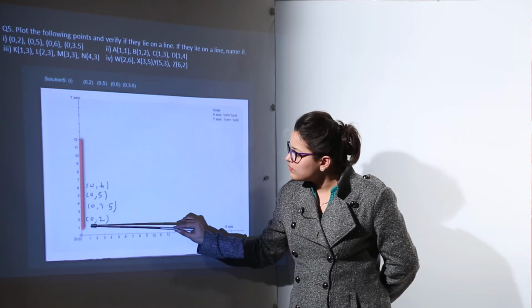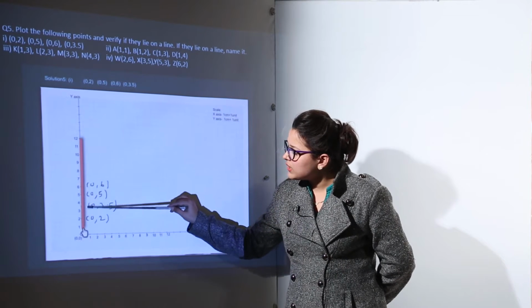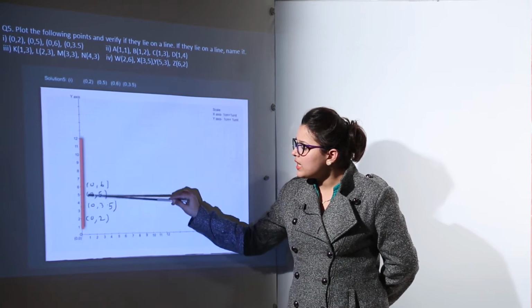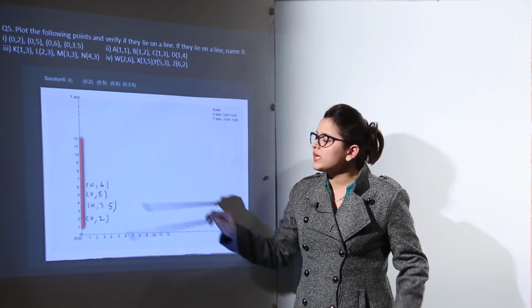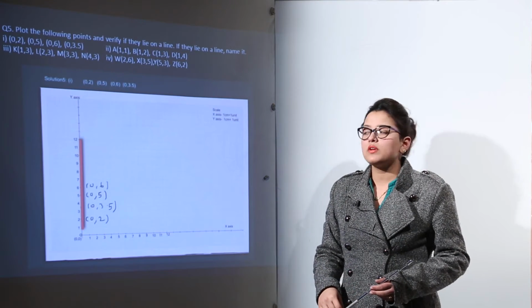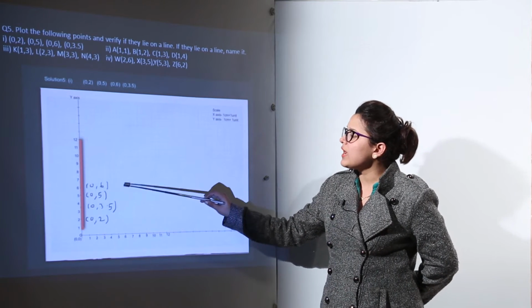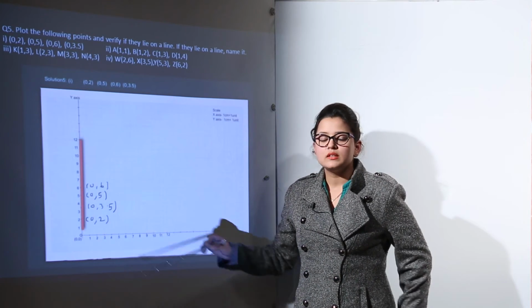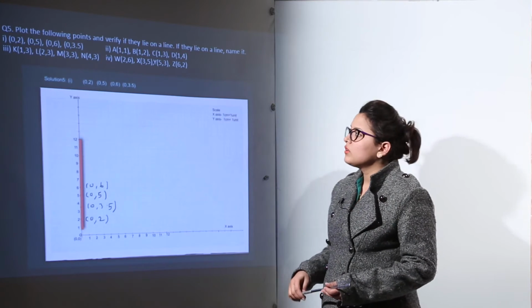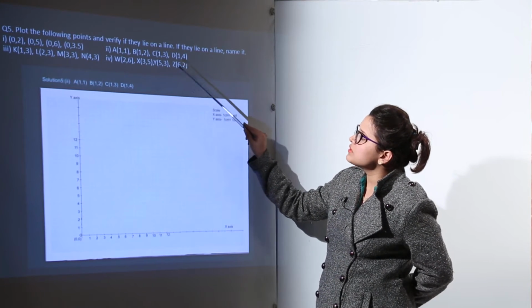Now let us check if you join them you get a straight line or not. Yes, we have got a straight line and we can clearly see this straight line is the y-axis. So while you write the answer you can write the name of the line as y-axis, right? That is how you do the questions. Now that was the first part. Let us do the second part now.